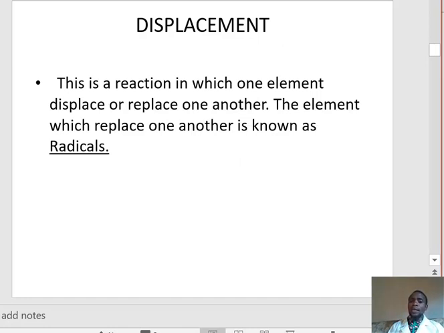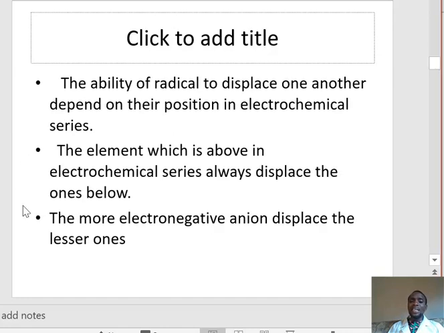Another one is displacement reaction. In this one, it involves displacement or replacement of one element by another. That is, one element always displaces another. The elements that always replace or displace one another are called radicals. So they call them radicals. And the ability of radicals to displace one another depends on their position in the electrochemical series.